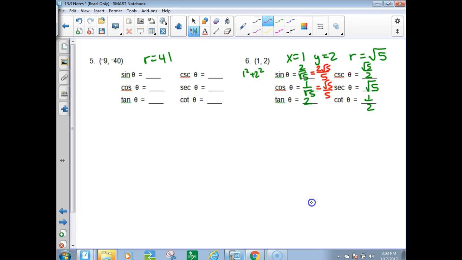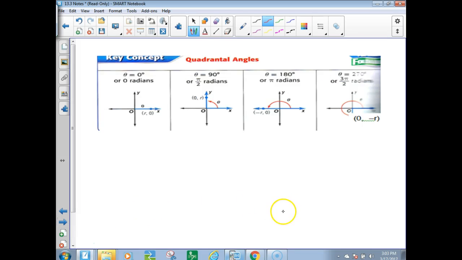All right. Now this one would have been in quadrant 3. Yes. Which one's going to be positive then? Tangent and cotangent. And I'll show you a little way to remember that shortly. Now, first though, we want to talk about quadrantal angles.